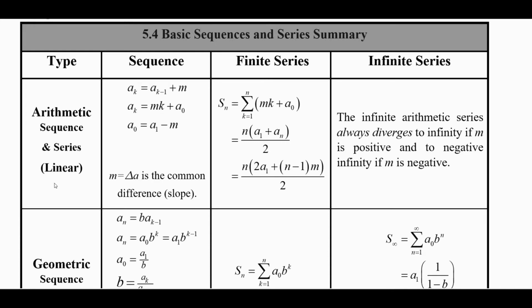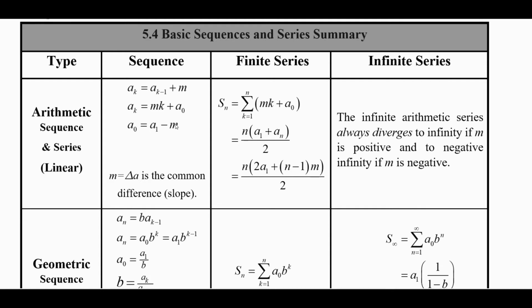It's based on a linear function with a restricted domain to the natural numbers. Recursively, the formula of the underlying sequence is a sub k equals a sub k minus 1 plus m. Some people use d there. So m is the delta a, the common difference or slope. The non-recursive, explicit formula for a sub k is mk plus a sub 0, where a sub 0 is a1 minus m.